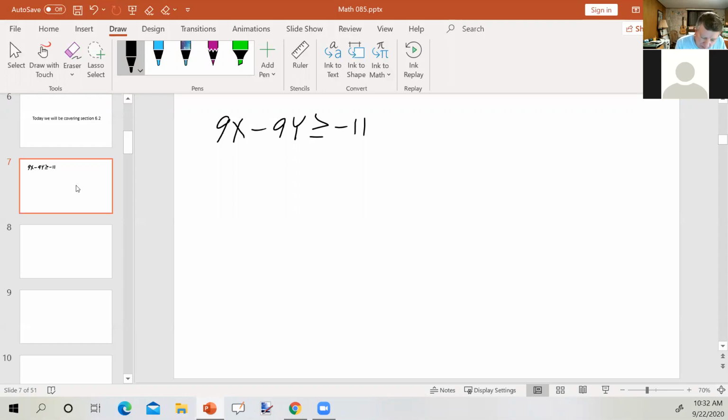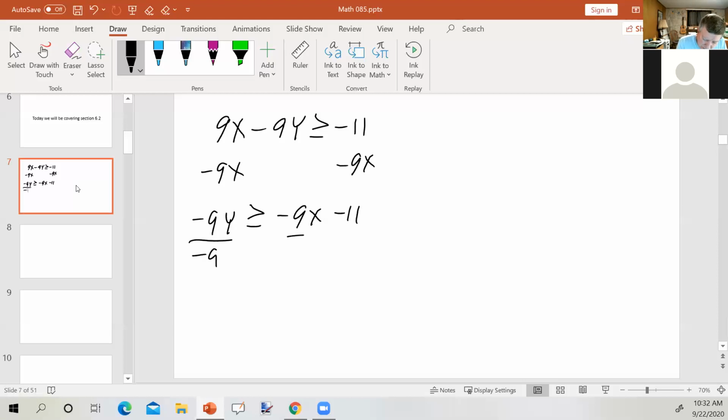All right, so I'm going to solve this thing for y. The first thing I'm going to do is subtract 9x from both sides of the inequality. That gives me negative 9y greater than or equal to negative 9x minus 11. As I'm going along, if you have any questions, feel free to stop me. Next step, I'm going to divide each term on both sides of the inequality by negative 9. What that does, it isolates y, but because I divided both sides by a negative number, we're going to change the direction of the inequality sign.